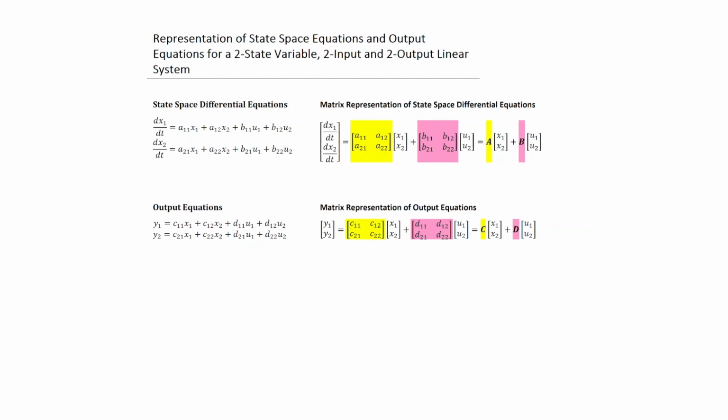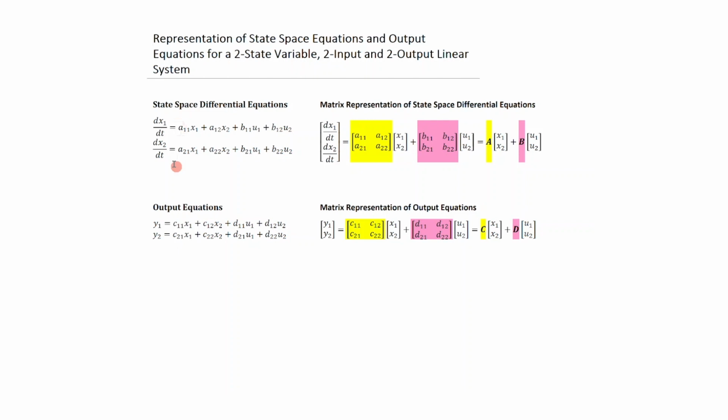Okay, so let's look at an example of state space equations and output equations for a two state variable, two input, and two output linear system. So linear means it would be linear in the input variables, linear in the state variables. That's what linear means. So on the left here are your state space equations. You notice in this case, I have all input variables and all state variables included on the right-hand side. So this is basically two state space equations.